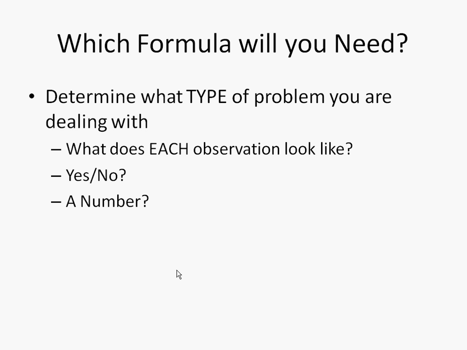The alternative to a yes or no answer for each observation is a number, like how many pairs of shoes do you own? Or what's your income? Or how old are you? Each of those observations gives you a number. Okay, so once you've made that distinction, we can go on.